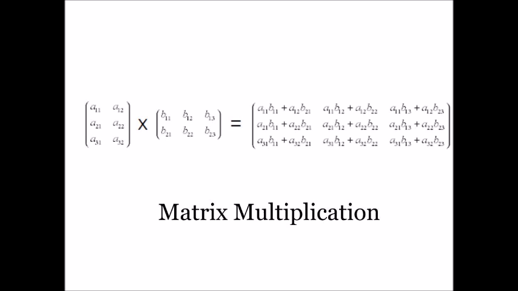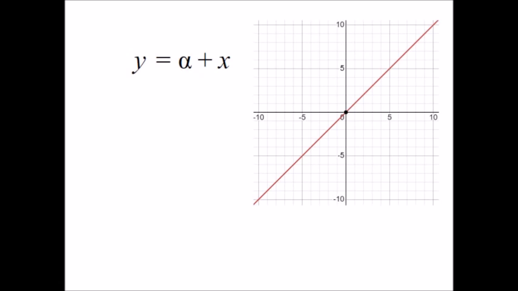Or matrix multiplication. Gross. So my point is that addition, multiplication, and exponents are really different. But how? Let's get general. Starting with addition, y equals alpha plus x. And that's a look at it graphically.